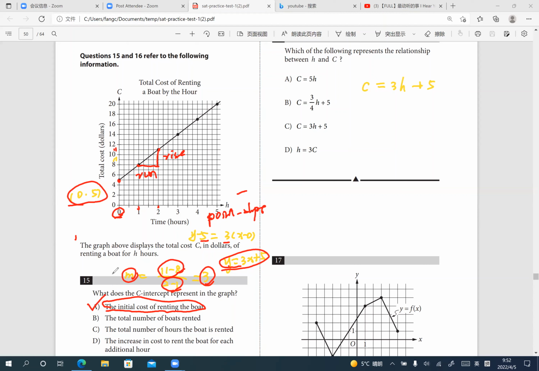Next question, question 16. Which of the following represents the relationship between H and C? We already found the relationship between cost and H. The y-axis is cost, and the x-axis represents the time in hours. So C equals 3H plus 5. We should choose option C.